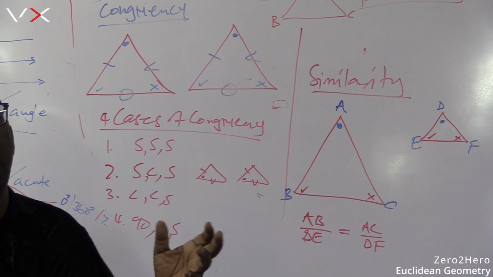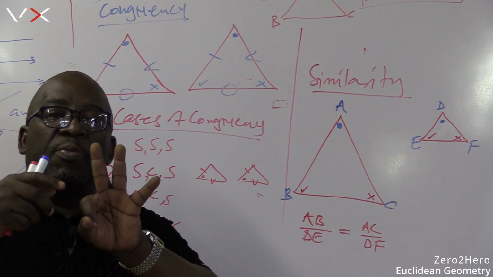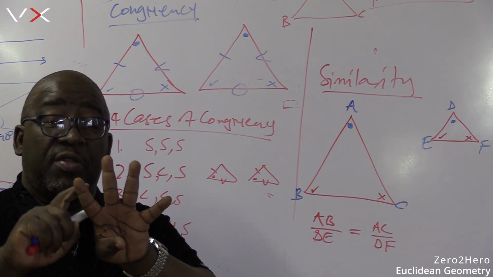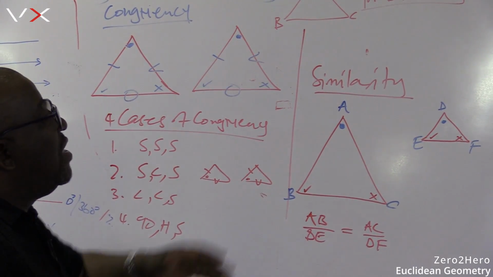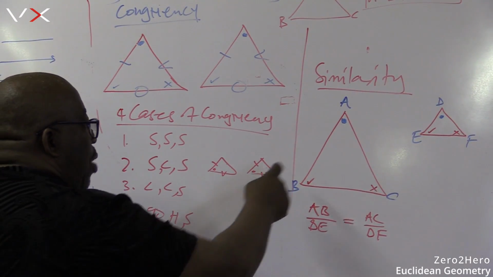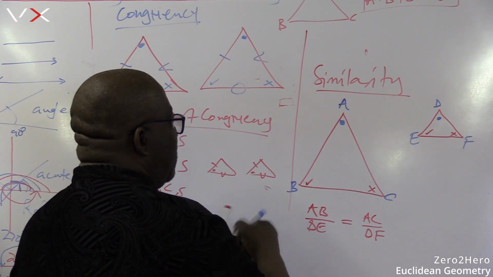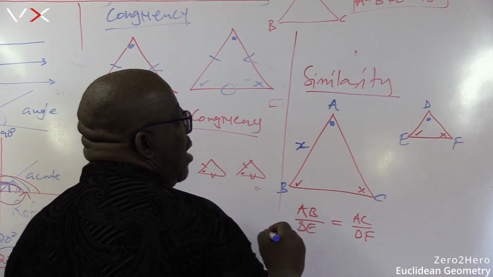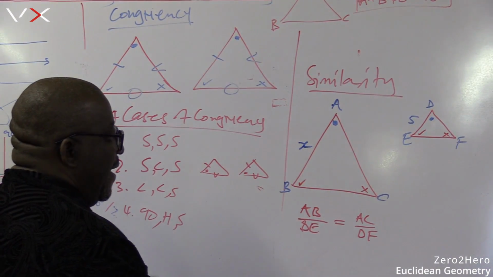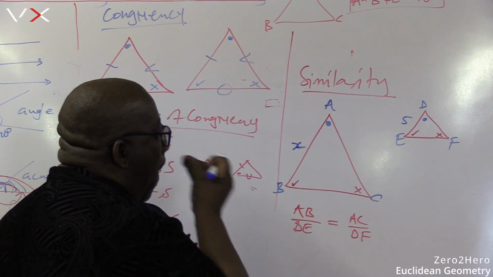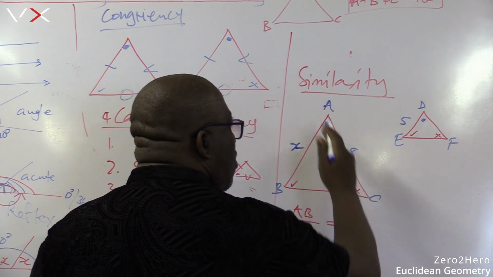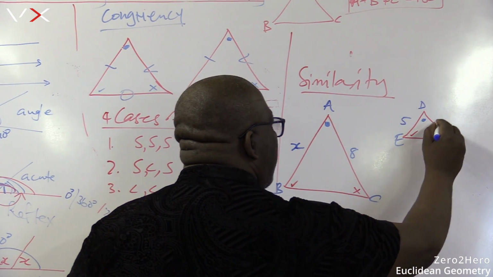In a practical situation, you'll be given 3 dimensions and you're required to find the fourth one. Let's make an example. If these two triangles are similar, and we don't know the value of this side, let's call it x. Let's call this one 5 units. Let's call this one 8 units. This one corresponds with that one. Let's call this one 4 units.